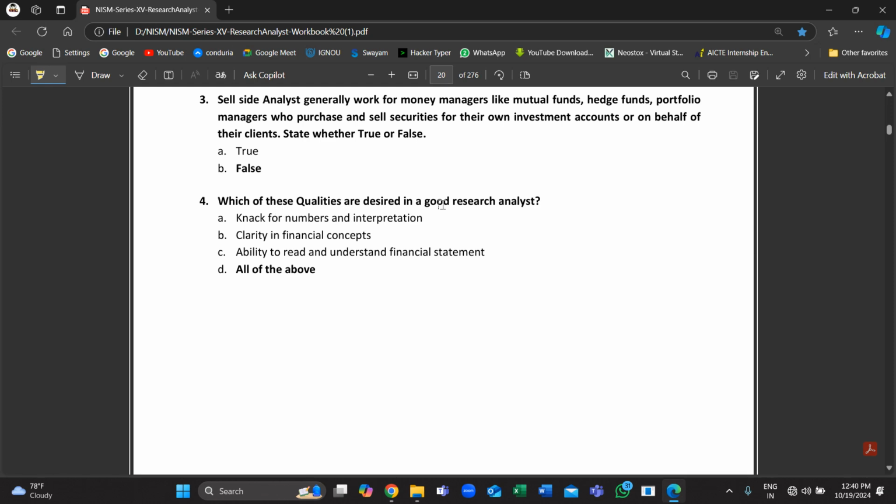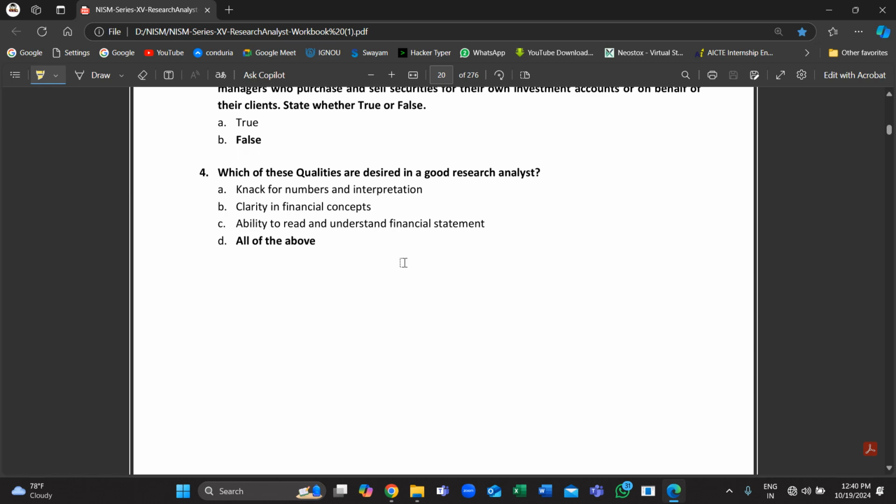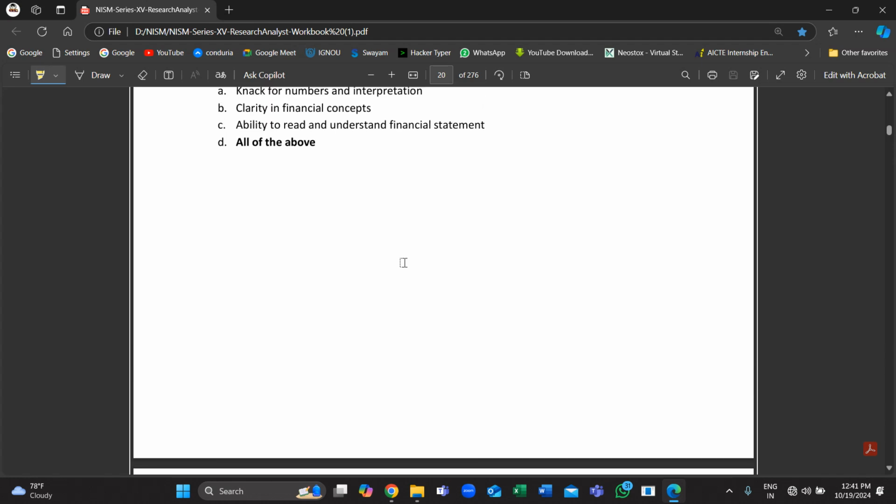Which of these qualities are desired in a good research analyst? Knack for numbers and interpretation, clarity in financial concepts, ability to read and understand financial statements. All of the above. So an RA should know all these concepts. So guys, we are done with chapter one.